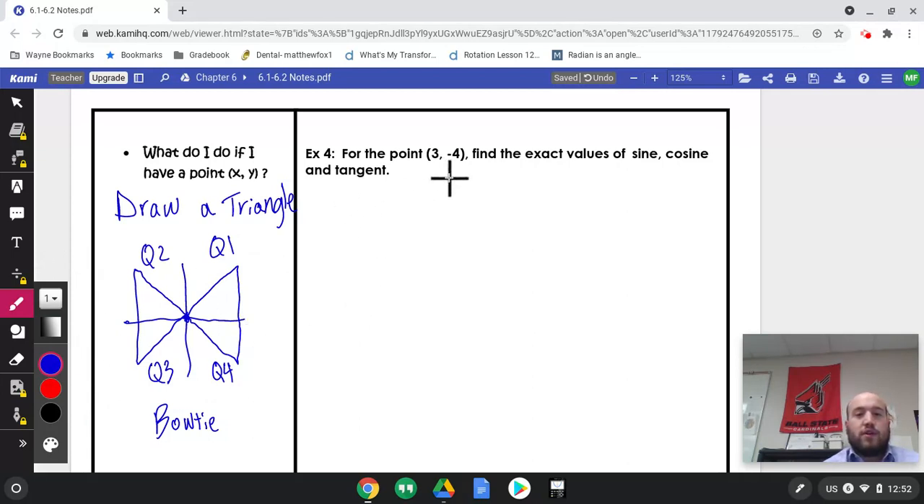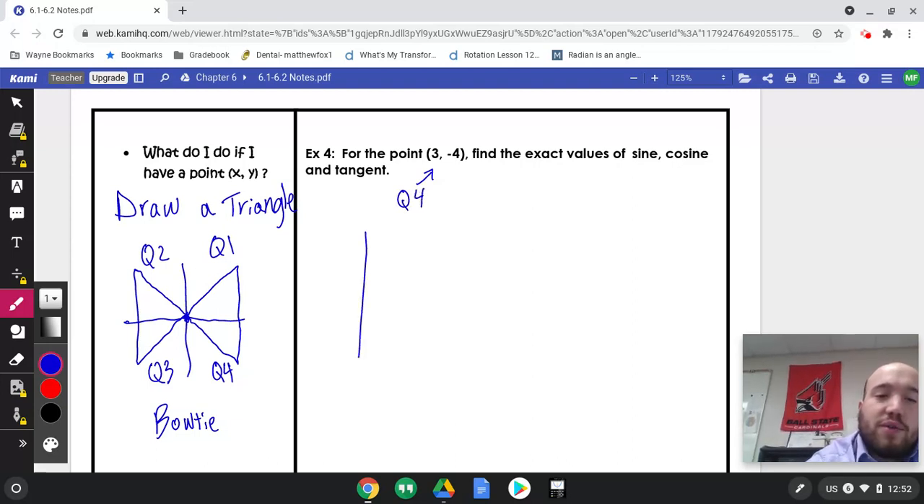Now, for this point, it says 3, -4, find the exact value of sine, cosine, and tangent. So the first thing we're going to do is draw our picture, and let's identify if it's 3, -4, that's right 3 down 4. That will be in quadrant 4. So if we're drawing a picture, we want to think about it like this. Okay, so now if I go over 3, down 4. So 1, 2, 3, 1, 2, 3, 4.